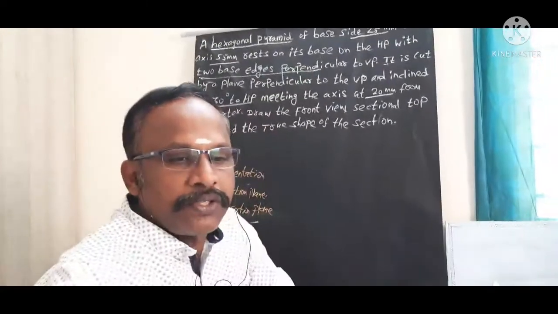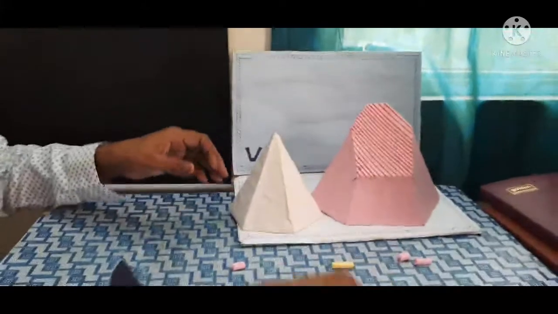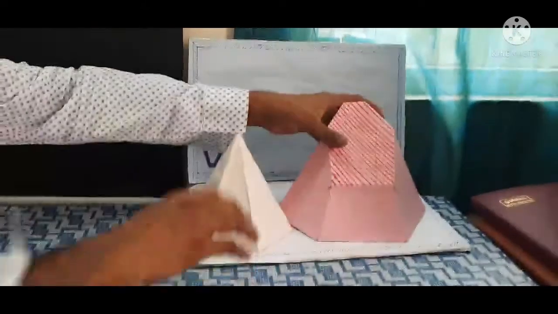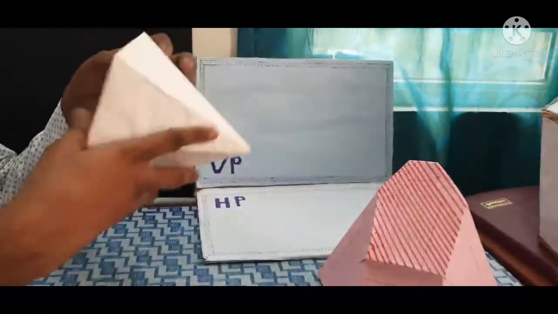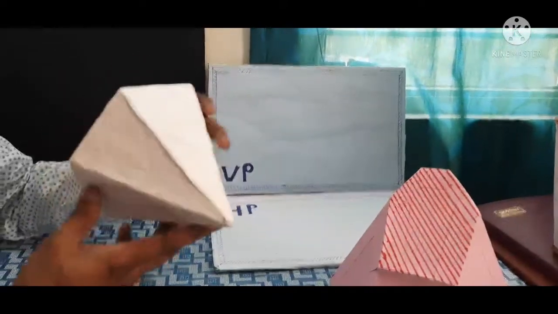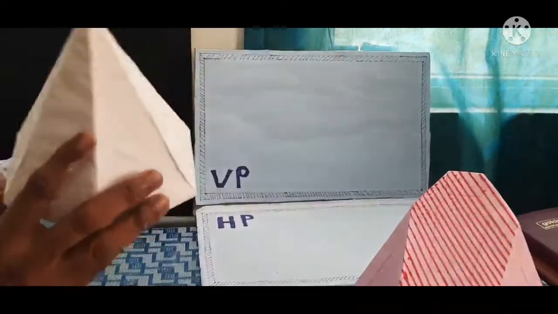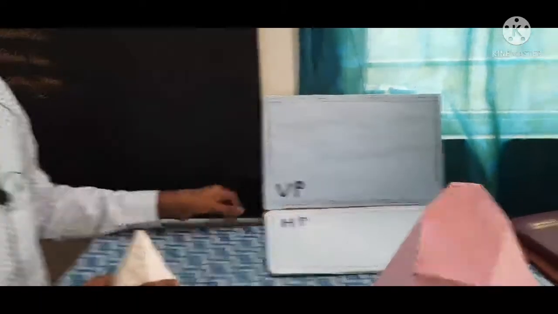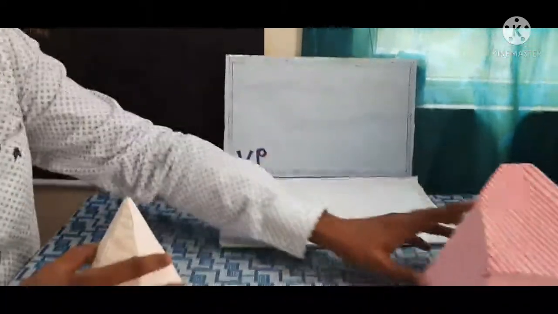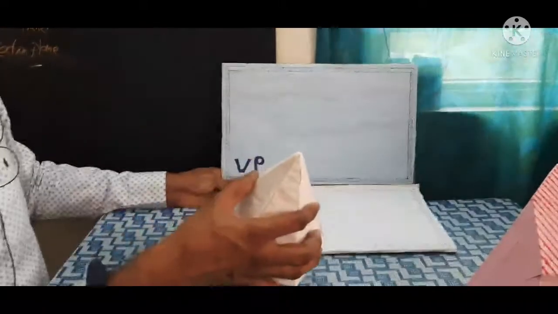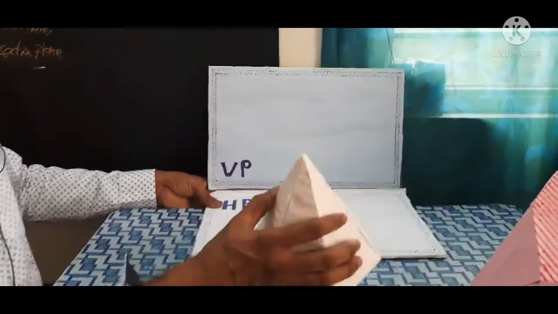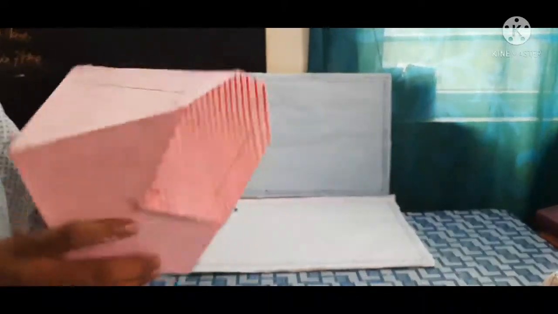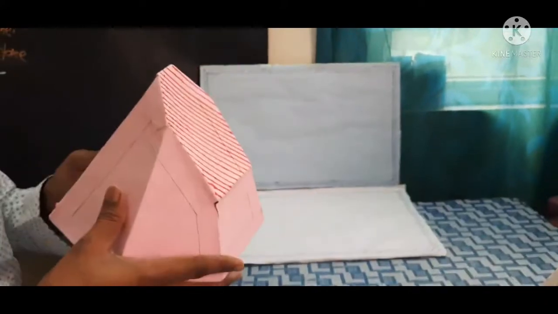I am going to demonstrate to you with the models we already made for your understanding, right? This is the hexagonal pyramid before we cut. We can easily draw the projections of the solids, as we already know. This is the full solid. Now this is the cut or sectioned pyramid.